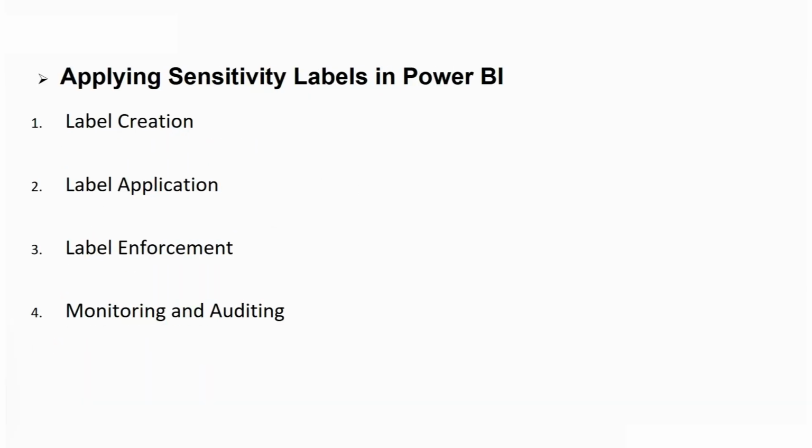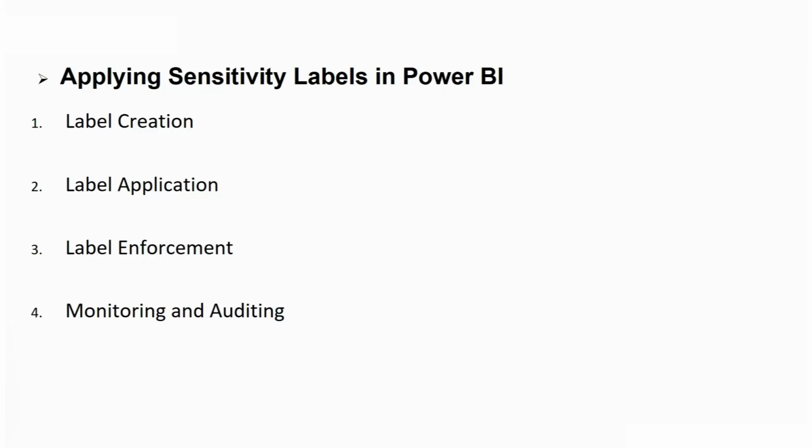Now, the steps to apply these labels in Power BI are fairly simple. The first one is label creation, in which we will be defining these labels in the compliance center. And then, after defining these labels, we would be publishing them. So, until we publish them, they won't be visible across our Microsoft 365 applications.